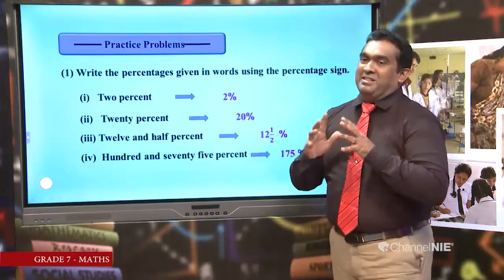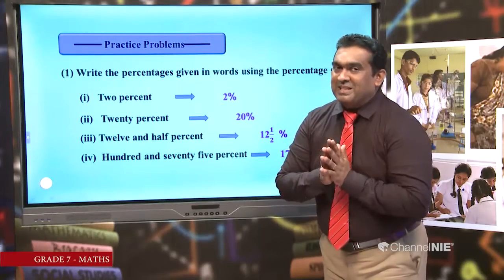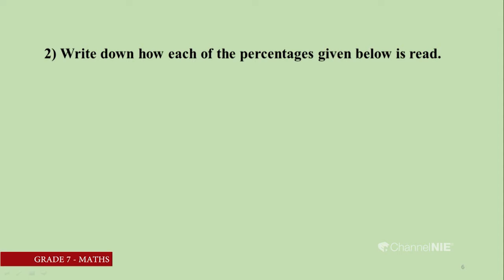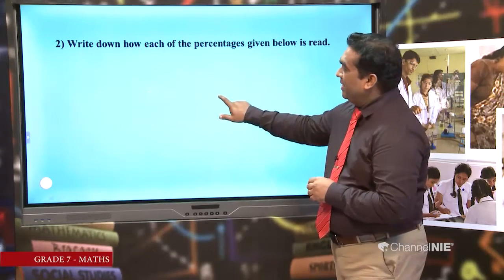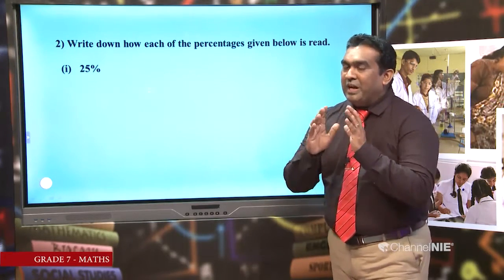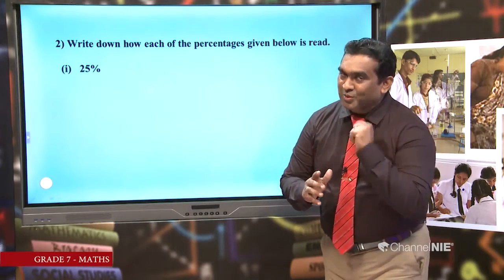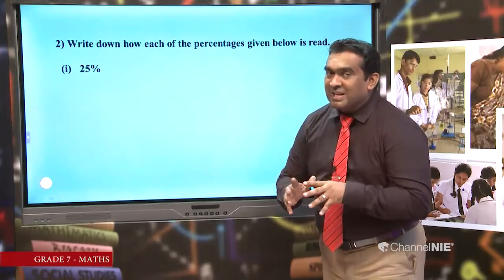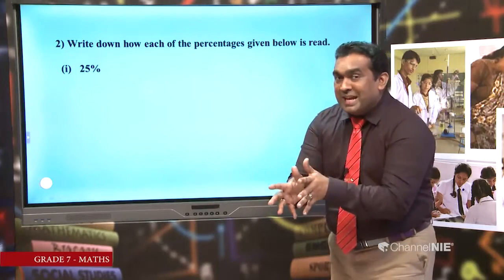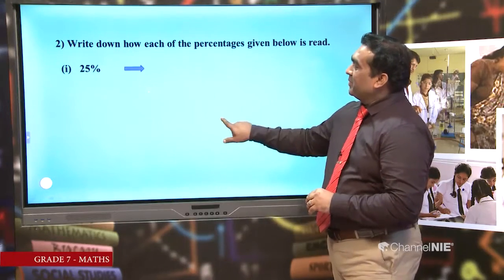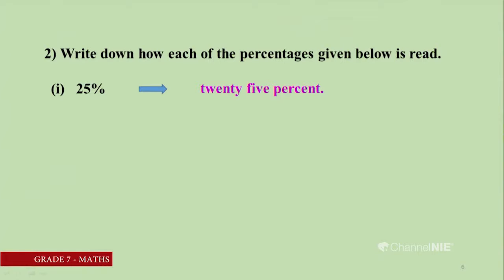Then what about the opposite case, the converse of this concept? We will see it. Write down how each of the percentages given below is read. 25 is the number. After that you can see the percentage sign. Now you know that this is called percent. 25 is the number, after that you have the percentage sign: 25%.